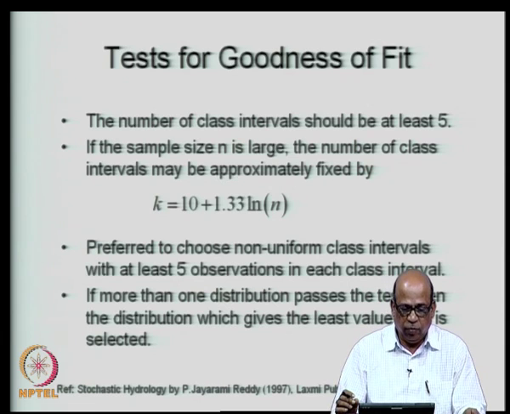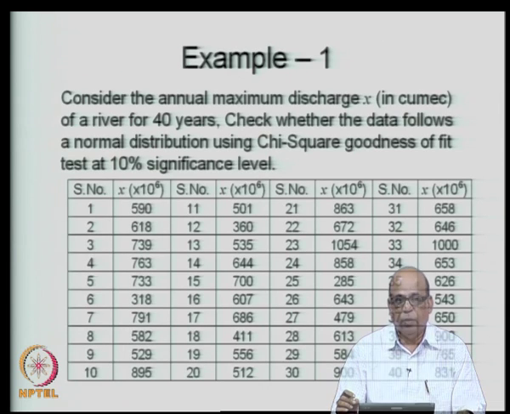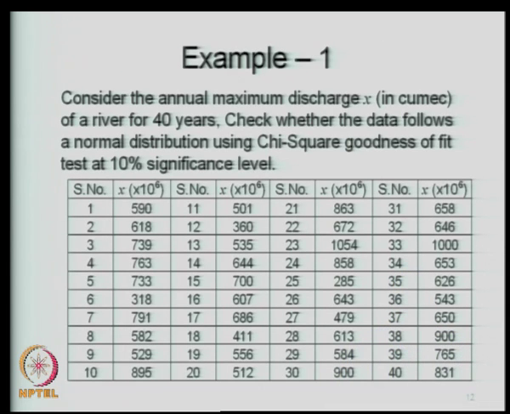So, let us see how we use the chi-square test for fitting the distribution with an example, and we will take the normal distribution. We are looking at the annual maximum discharge x for 40 years. So, this is the 40 years data. This is the serial number and this is the value. It is in units of 10 to the power 6 cubic meters per second. So, there are 40 values now.